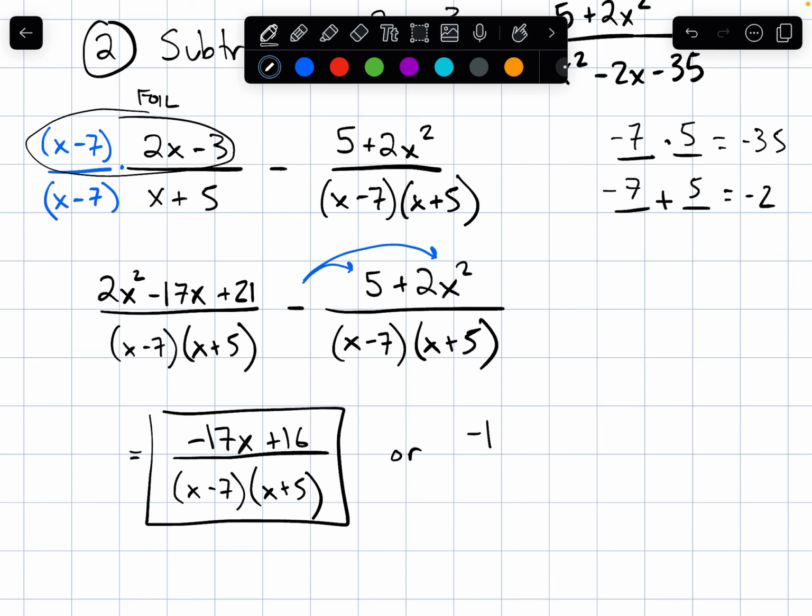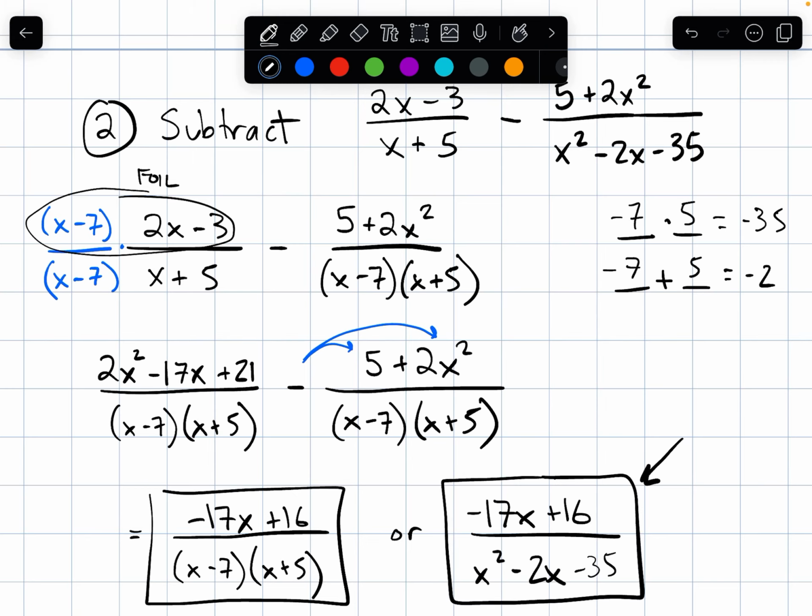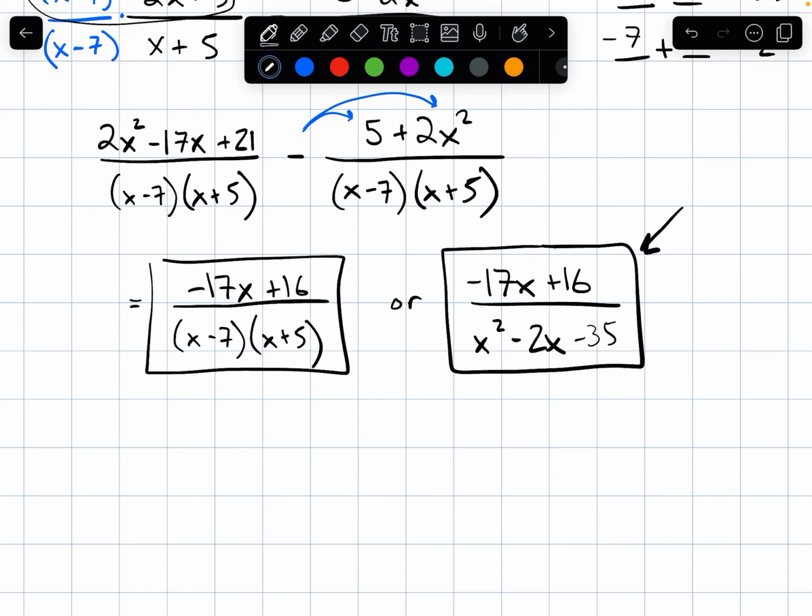Again, another possibility is to FOIL the denominator. And if we did that, we'd end up with what we originally had, x squared minus 2x minus 35. I'm okay if you leave it as either of these. Again, this second one is maybe more likely for a standardized test, just to not trick you, but get you to think about foiling in the end as well. So something to think about.